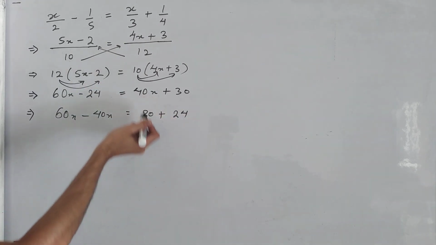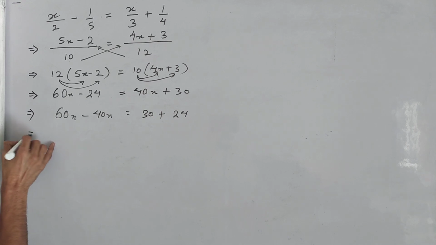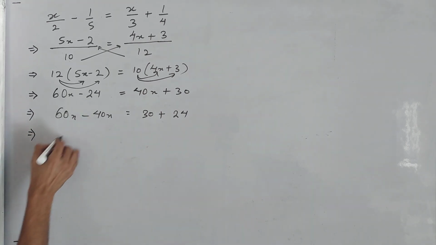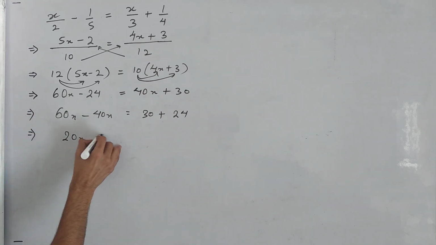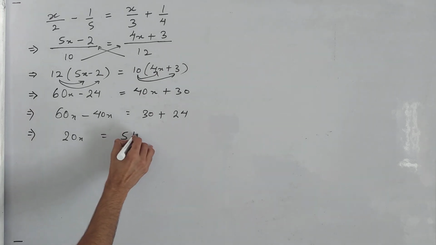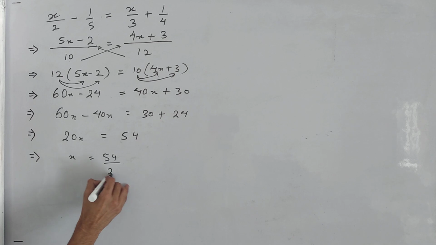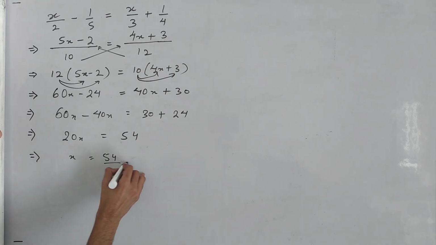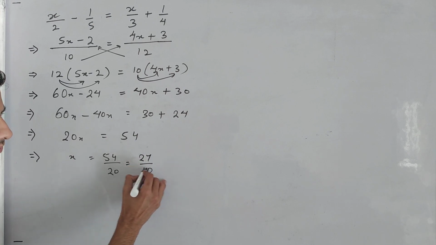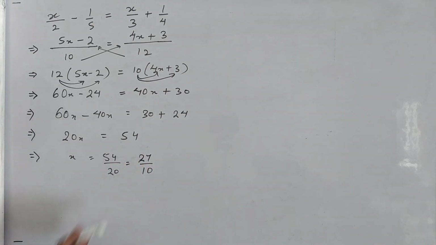I am bringing 40x to this side, so minus 40x, and 24 goes to the other side, so 30 plus 24. It is 60x minus 40x, 20x, equals 30 plus 24, 54. So x comes out to be 54 upon 20. Dividing both sides by 2 gives you 27 upon 10. So this is the answer we have got.